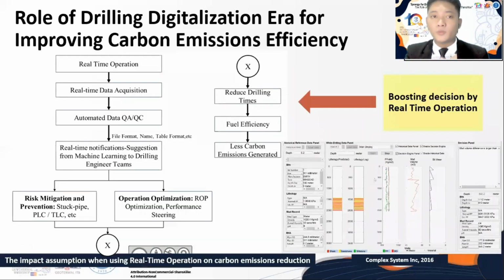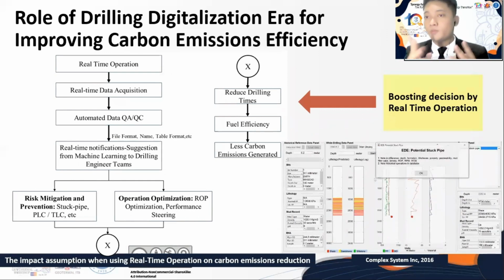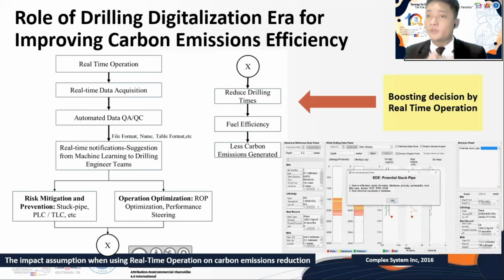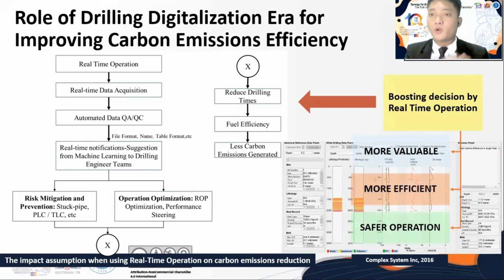And then real-time operation automation in the drilling operation. It is about delivering real-time suggestions for quick decision making during the drilling operation, for problem or risk prevention and operation optimization. This concept is illustrated in the workflow on the left of the screen as correlated to the carbon emission reduction. This type of operation will improve decision making based on machine learning that generates insights sourced from real-time data to make drilling operation more valuable, efficient, and safer.